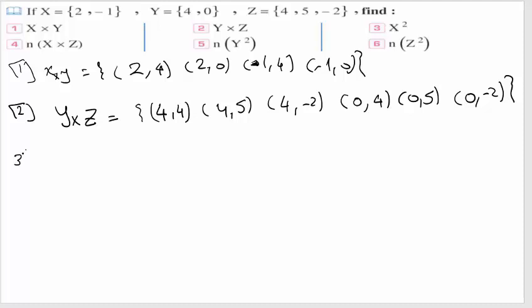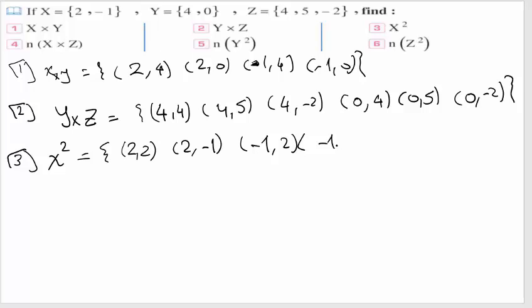The third one, to find x squared. When I say x squared, I will operate like x and x. So it will be, don't do the famous mistake to write 2, 2, negative 1, negative 1. No, it will be 2 and 2, 2 and negative 1, and negative 1 with 2, negative 1 with negative 1.